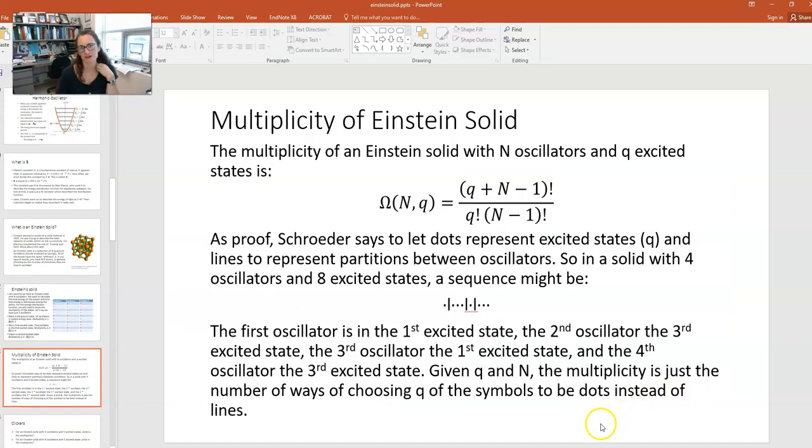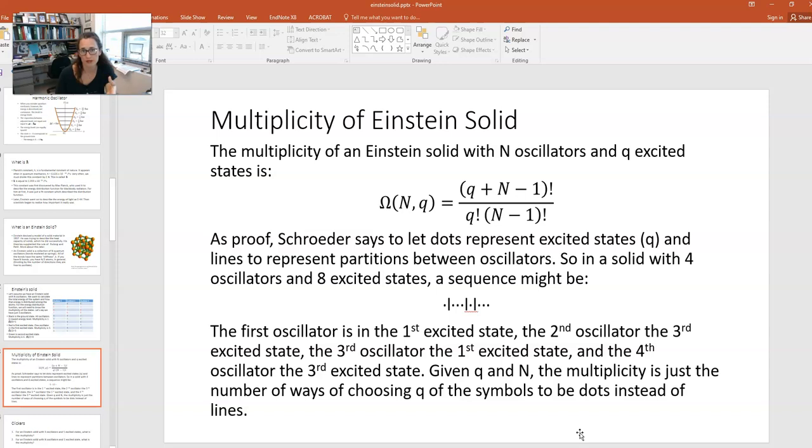So what's the function for the multiplicity that would describe this system, this scenario? So let's say that the number of oscillators is capital N, and the number of excited states that those oscillators have we'll call Q. If that's the case, then the multiplicity of an Einstein solid is shown by this function here: (Q plus N minus 1) factorial divided by Q factorial divided by (N minus 1) factorial.